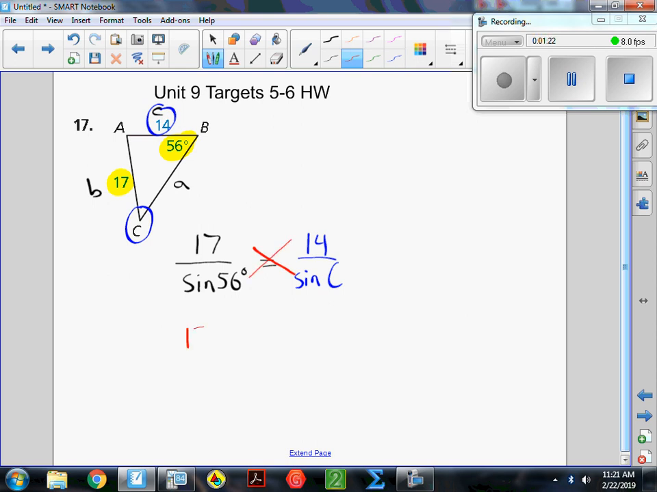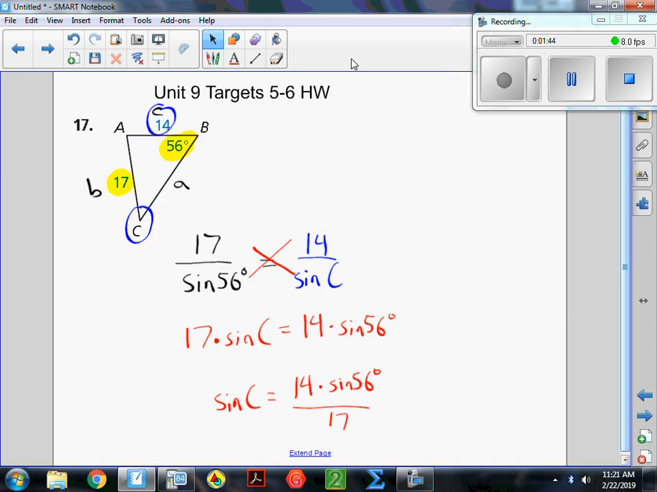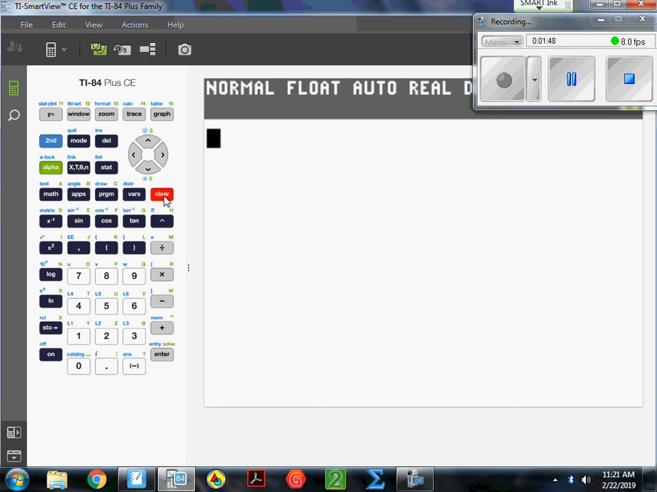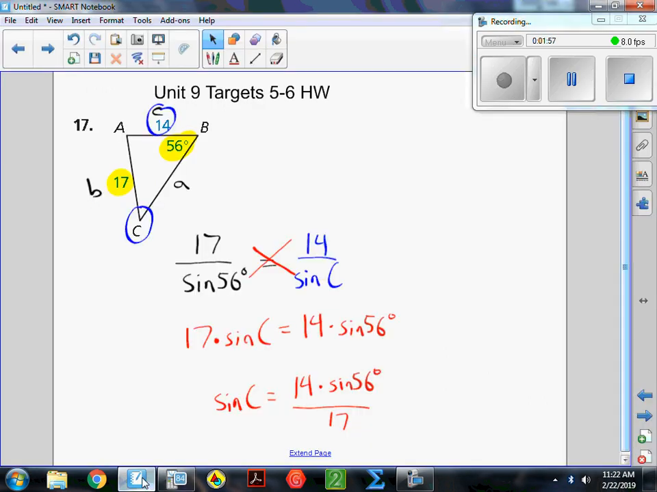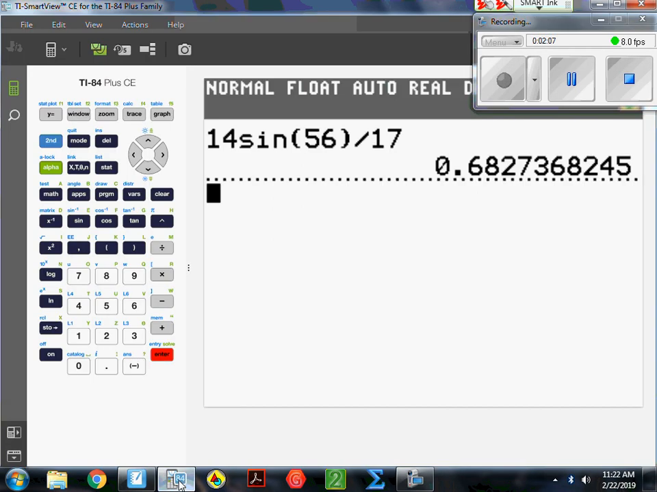So cross multiply: 17 times the sine of C is going to equal 14 times the sine of 56 degrees. So if I divide both sides by 17, I get sine of C is equal to 14 times sine 56 degrees divided by 17. And I can type that into the calculator. 14 sine 56 divided by 17. Remember to close your parentheses. So I get this decimal, 0.6827. So sine of C is equal to 0.6827.